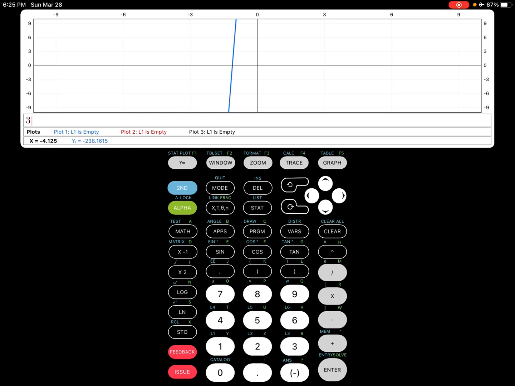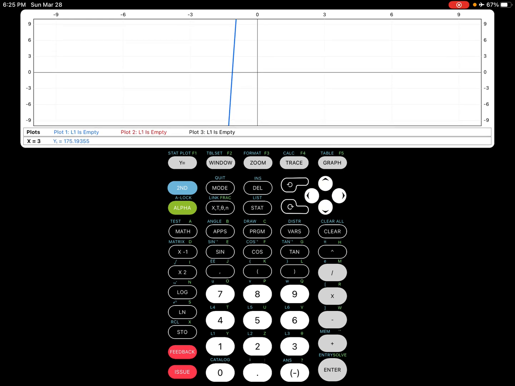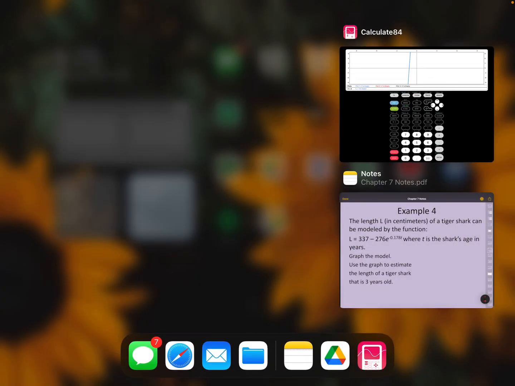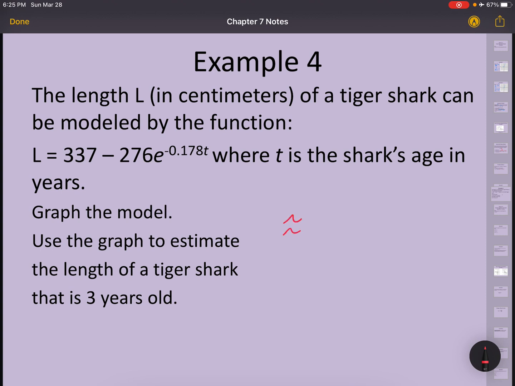So when x is 3, in the bottom left corner of my screen, it says x equals 3, y1 is 175.19. So that length in centimeters of a tiger shark is about 175 centimeters. So 175 centimeters, and we used the graphing calculator to calculate that value from its graph.